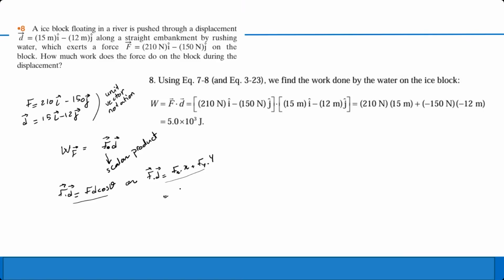So I'll just substitute Fx is 210, x is 15, and here I have minus 150 times minus 12. So I can solve. You should get 5,000 joules. Notice how I don't put i and j anymore here. No, this is wrong, because a scalar product gives me a scalar, not a vector.